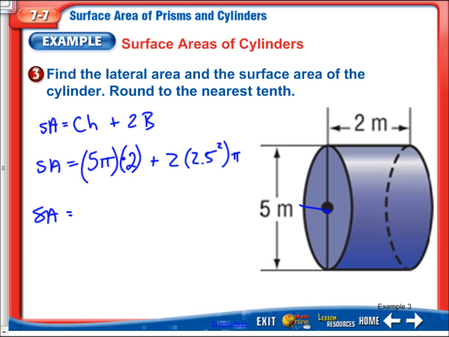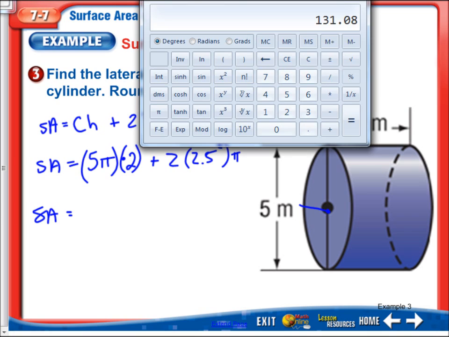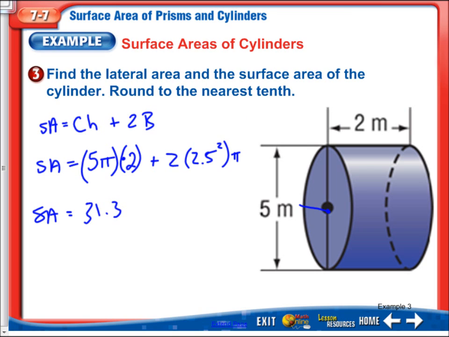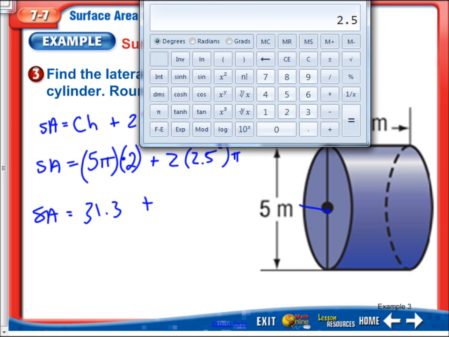This is going to get a little messy because we have pi involved. So I'm going to do 5 times 3.14 times 2, so 31.3 there. And then I'm going to do plus, and we can take 2.5 times 2.5 times 2 times 3.14. Be 39.25.